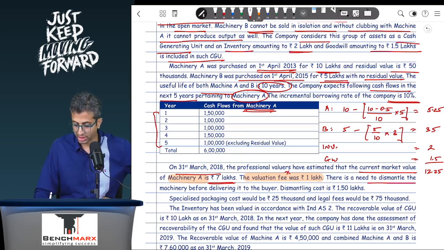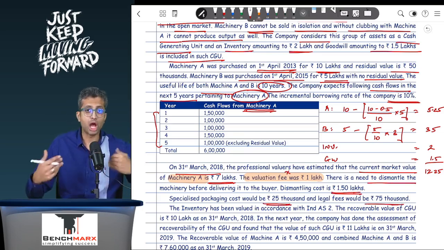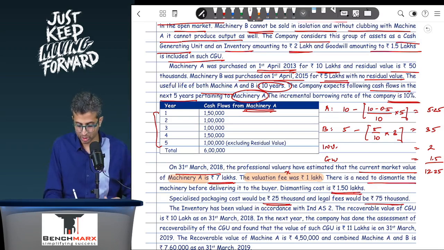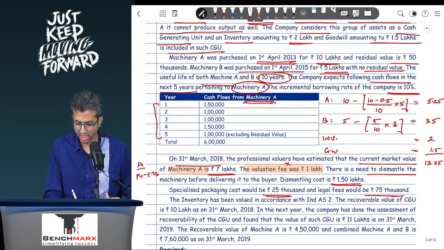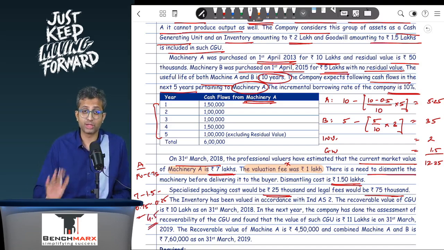However, the other items like dismantling the machinery, which incurs 1.5 lakhs, specialized packing cost of 25,000, and legal fees are all to be incurred only if the machinery were to be sold. So if I try to find the fair value less cost to sell for machinery A, I will take the fair value, which is 7 lakhs. From this, I will not subtract 1 lakh, but I will subtract the 1.5 lakhs, which I will have to incur if I were to sell. Subtract 0.75 as well as 0.25. 1 lakh will not be subtracted, and as a result, this is approximately 4.5. So this is my fair value less cost to sell for machinery A.